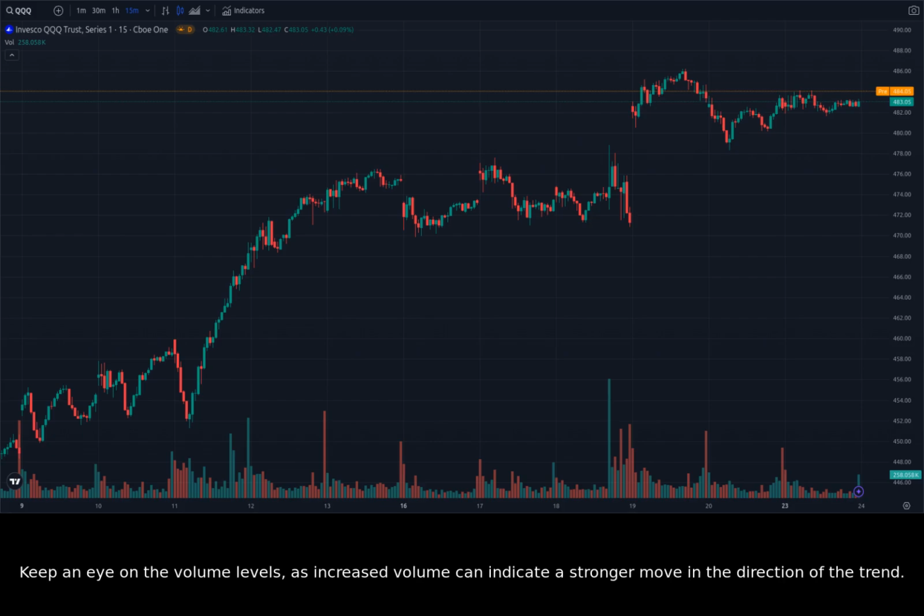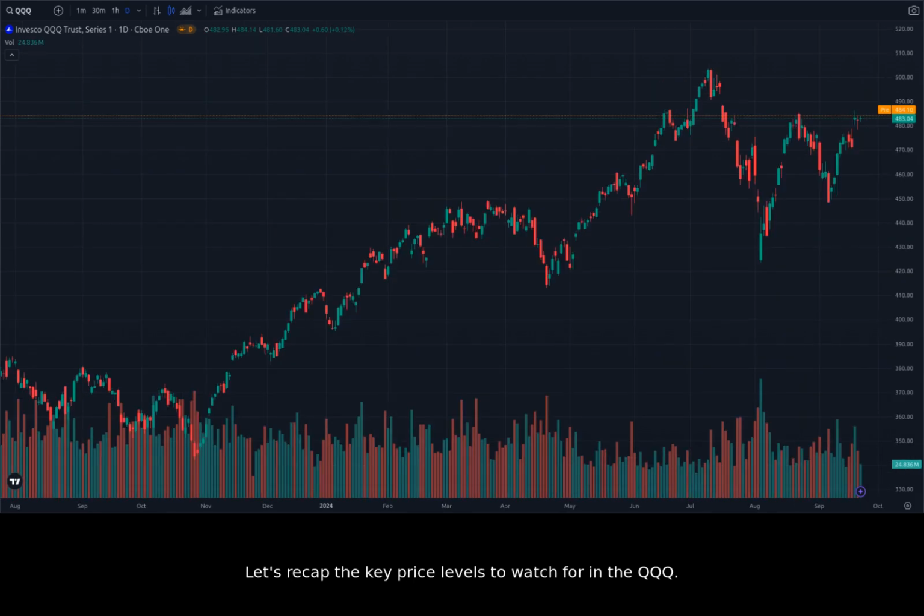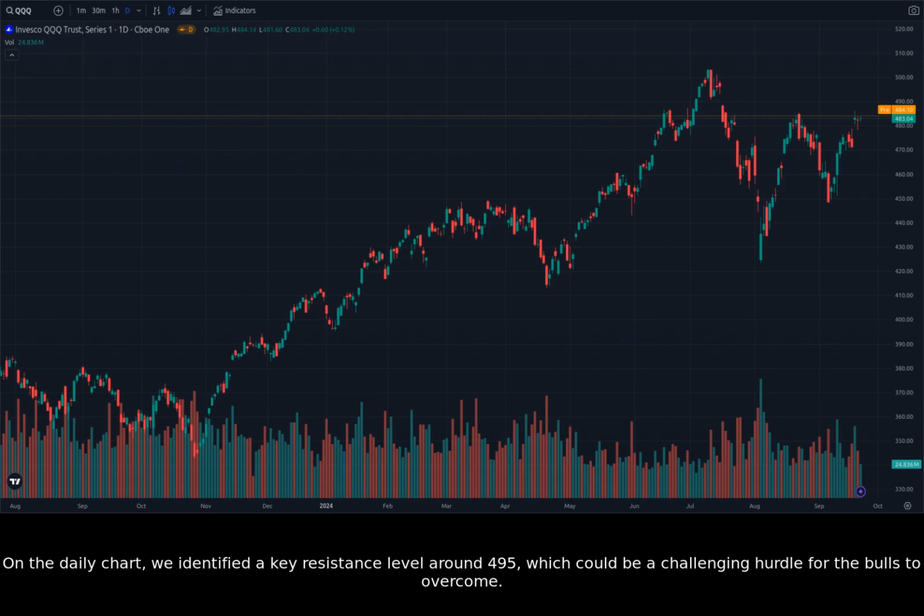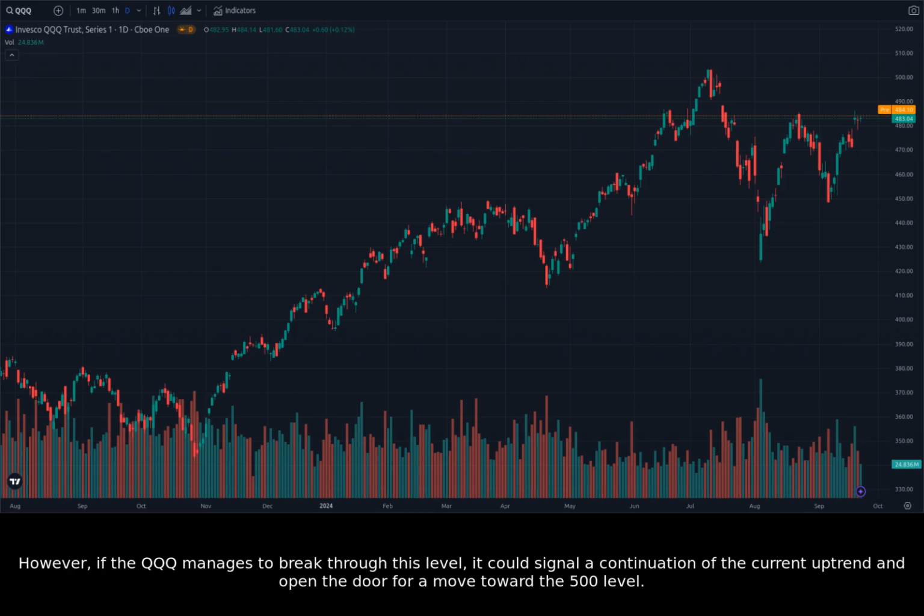Keep an eye on the volume levels, as increased volume can indicate a stronger move in the direction of the trend. If we see a surge in volume on a breakout above the 483 resistance level, it could signal a powerful bullish move. Let's recap the key price levels to watch for in the QQQ. On the daily chart, we identified a key resistance level around 495, which could be a challenging hurdle for the bulls to overcome. However, if the QQQ manages to break through this level, it could signal a continuation of the current uptrend and open the door for a move toward the 500 level.